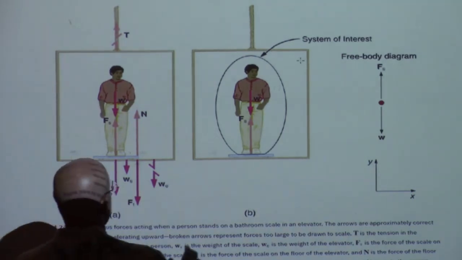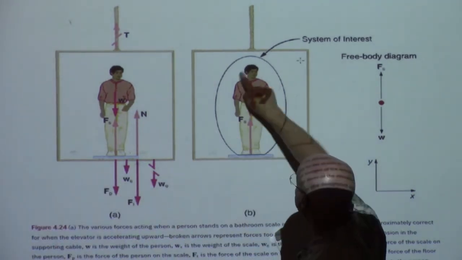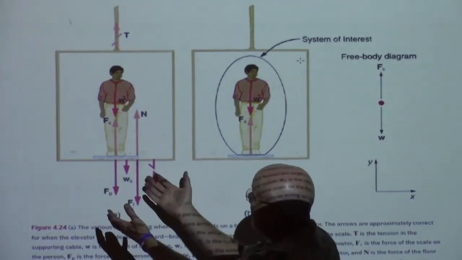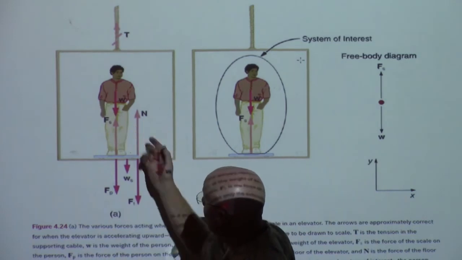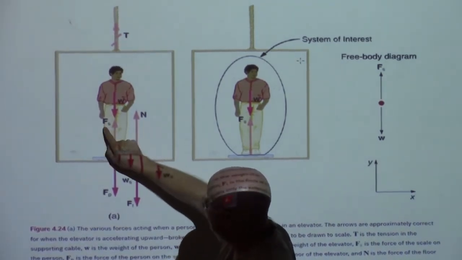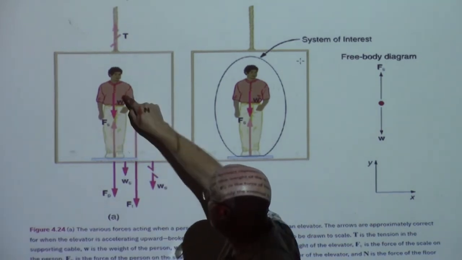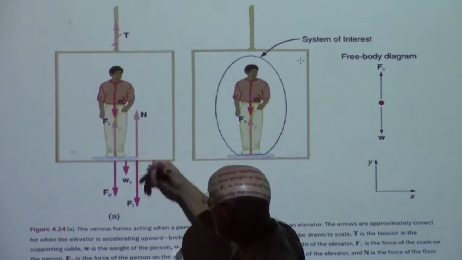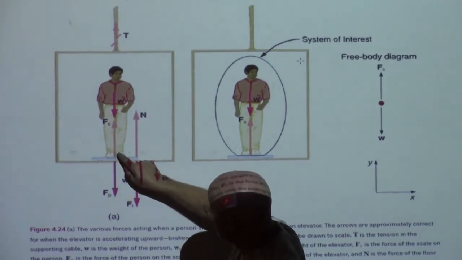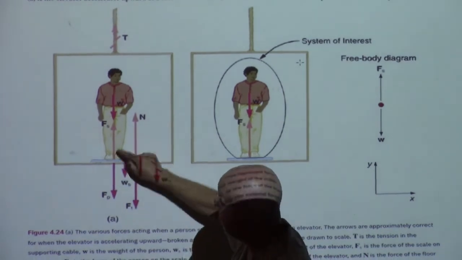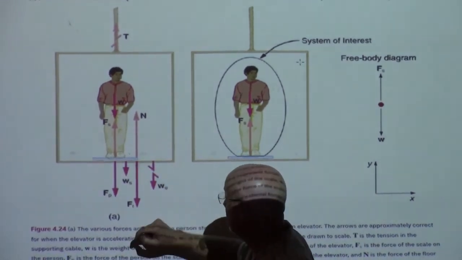And so the author is trying to say here, let's look at just the person. Because if you look at all the forces, you will see that the scale is pushing up on the person, and so that's this, F sub S. Gravity is pulling down on the person, so those 2 forces are on the person. But notice then, as the scale pushes up on the person, the person pushes down on the scale. So this force is the equal and opposite of that one.